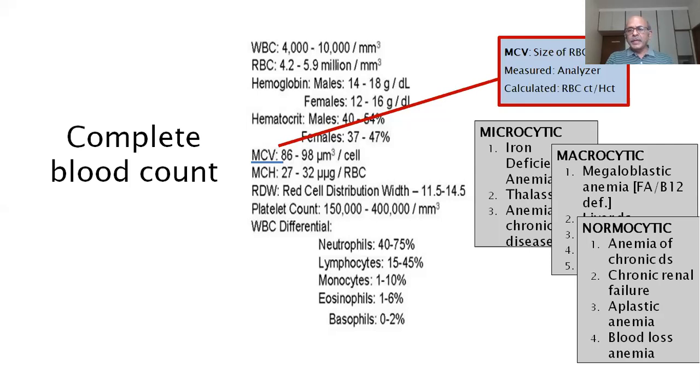The most worrying is normocytic anemia. Whenever you have a patient who has normocytic anemia, make sure you have ruled out chronic renal failure, aplastic anemia, and anemia due to acute blood loss.